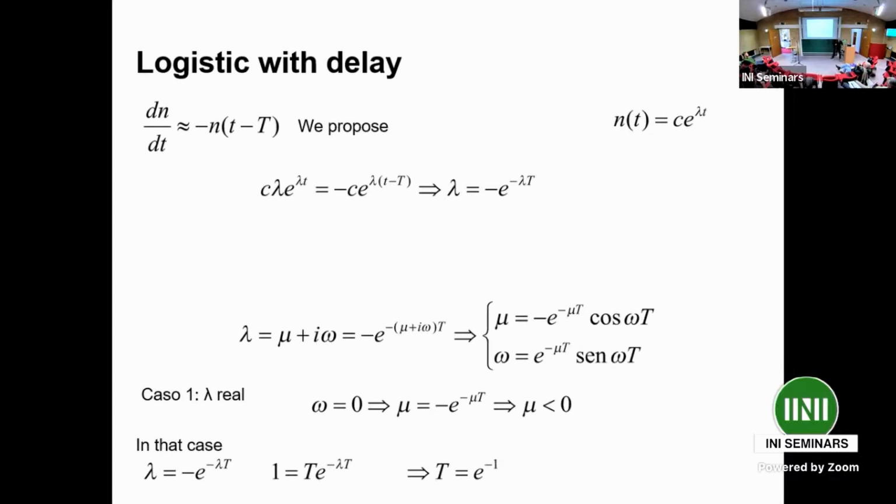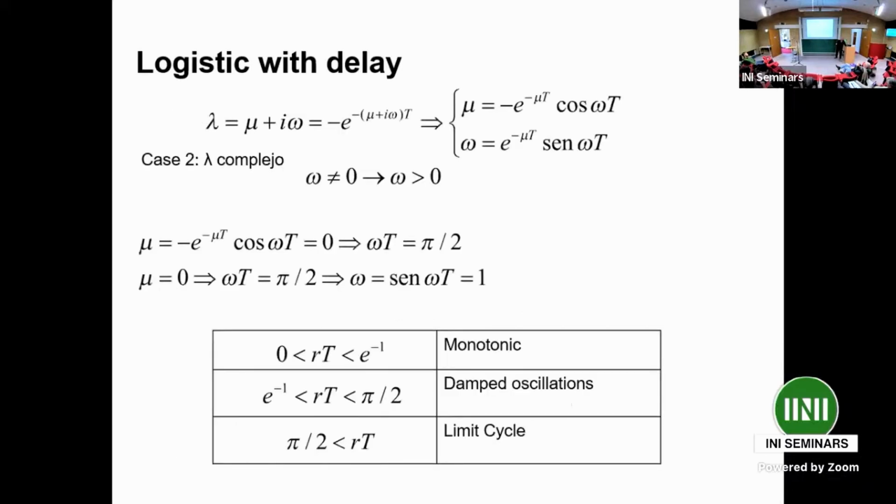And this corresponds to this solution here. But then there is also the possibility of lambda being complex. And depending on the real part of lambda, you can get damped oscillations or you can get a limit cycle. So you lost, I mean, on the linear one, you lost the divergent case? Yes.